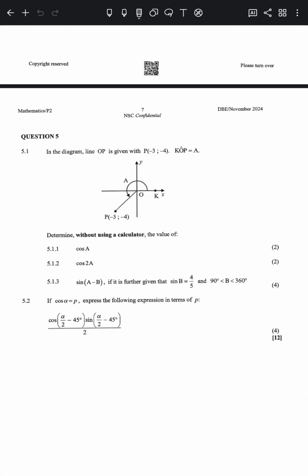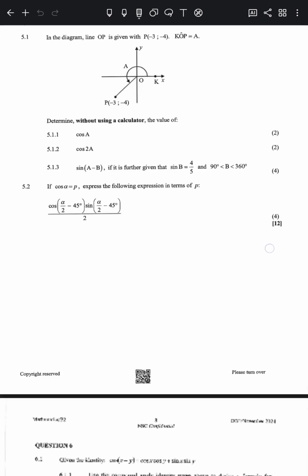Okay. Then we have trigonometry. Not bad. That is basically still in grade 11. So most of the stuff that they have asked here is generally from grade 10 and 11. If you check 5.1.3, if sine A is given, and it lies from 90 to 360, then obviously you're going to use the second quadrant, do the theorem of Pythagoras, and then you'll get it. Therefore 5.2 as well, it's a compound angle. So that was pretty fine.